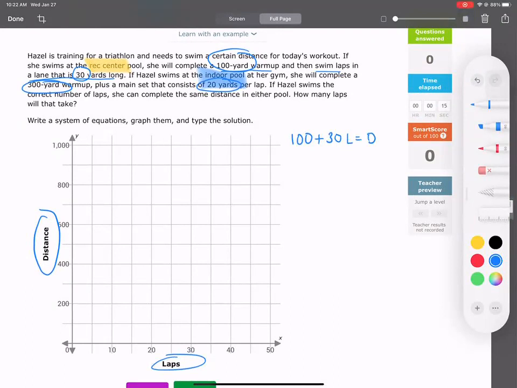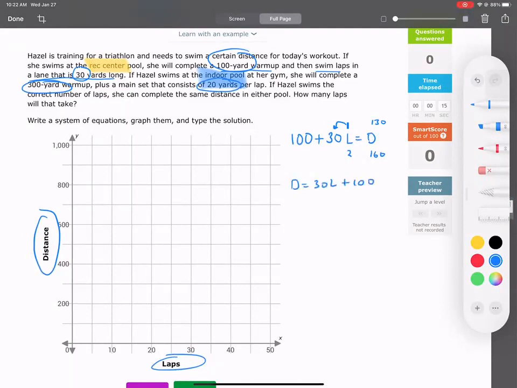So this is pretty much what we're graphing. We're graphing this equation here. Let's make sure this makes sense. If I swam one lap, that means it's going to be 30 yards, right? So they went 130 yards. If I swam two laps, that would be 2 times 30 is 60. That would be 160 yards. That kind of makes sense to you? Yeah? So let's rewrite this as D is equal to 30L plus 100.